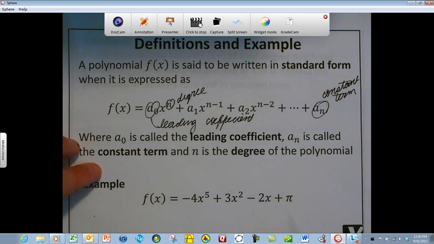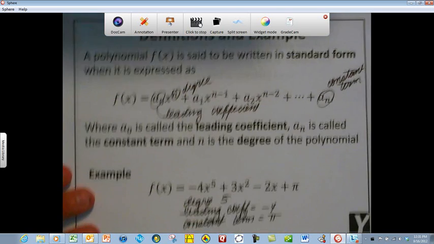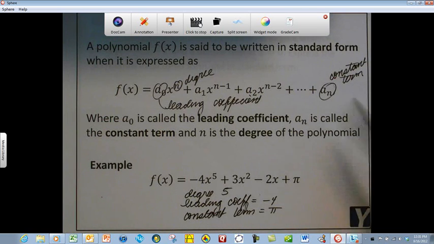Okay. So if we were to look at this example at the bottom, I have f of x equals negative 4x to the 5th plus 3x squared minus 2x plus pi. We have a degree 5 polynomial. The leading coefficient is negative 4. And the constant term is pi.